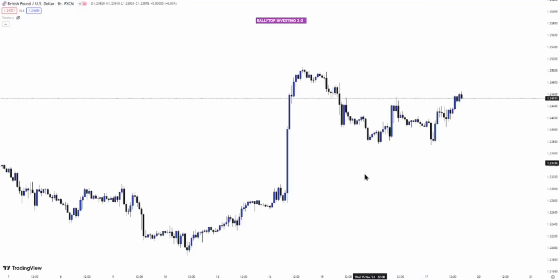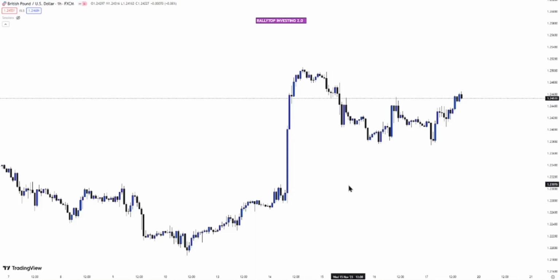Hello, and welcome back to another weekly Forex analysis. In today's episode, we want to look at three financial instruments, namely GBP USD, Euro USD, and gold.